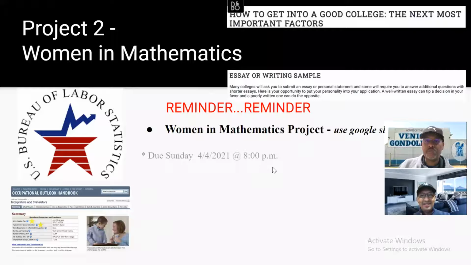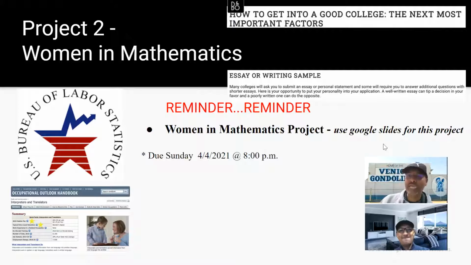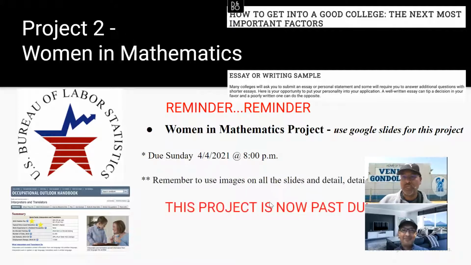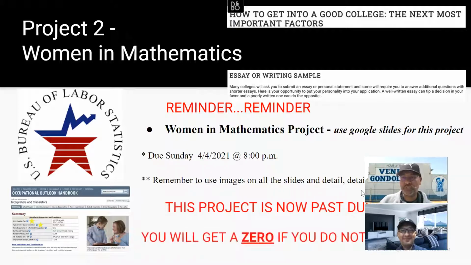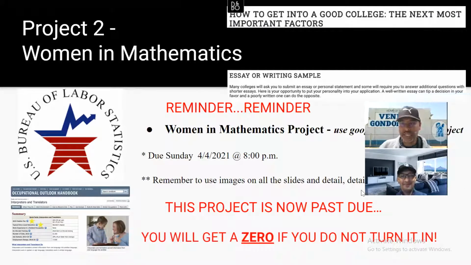Okay, remember, your women's project, some of you are still delinquent. You are delinquent. It is past due. You've got to get this in as soon as possible. Some of you are just digging yourselves a hole for no reason. Get it in. It doesn't take that long for you to sit there and get it done. Okay, so get that to us as soon as possible.